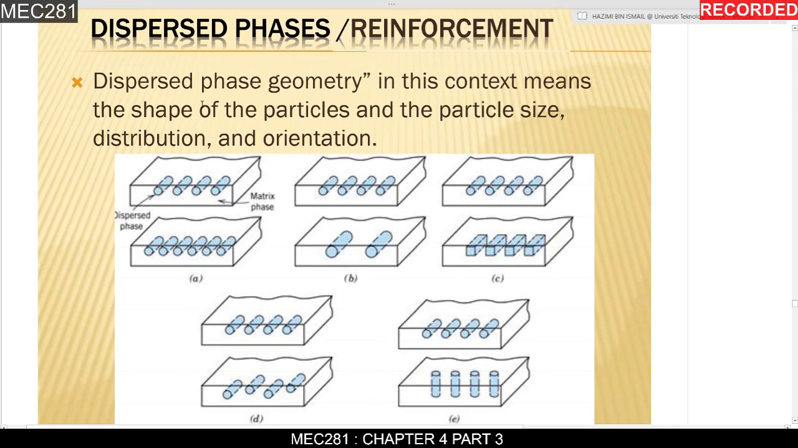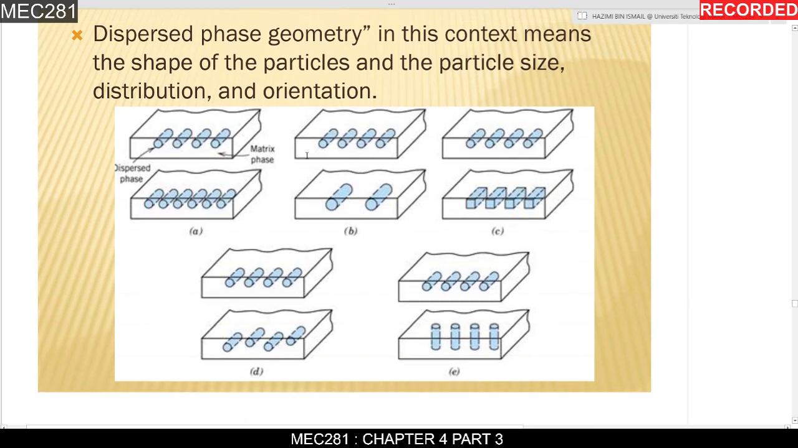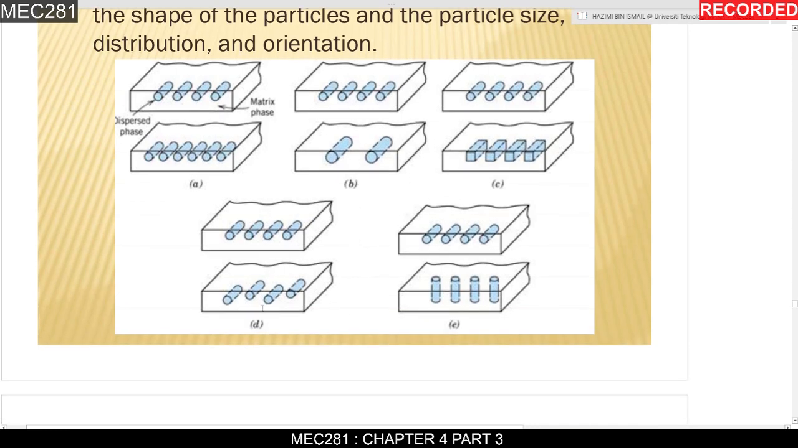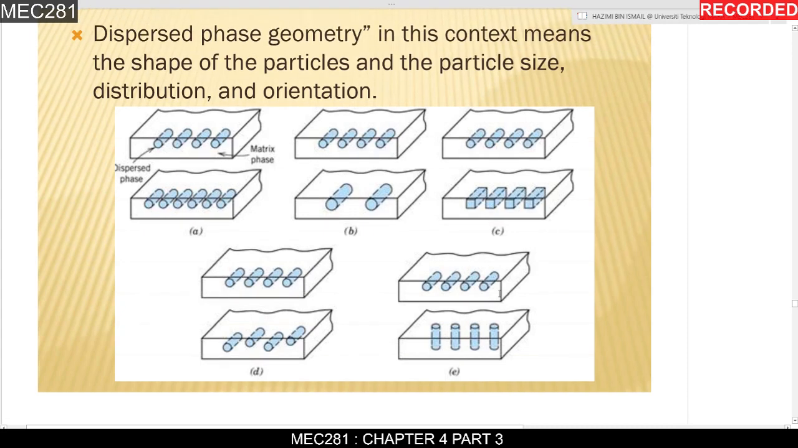Okay, dispersed phase geometry in this context means the shape of the particles and the particle size, distribution and orientation. Okay, tengok ni dispersed phase, ni matrix. Matrix ni yang sebesar-besar ni lah, yang protect dia, barrier dia. Okay, ni kalau banyak fiber, lagi kecil fiber, ni fiber dalam bentuk petak. So ni orientation dia berbeza. So fiber boleh duduk dalam bentuk orientation yang berbeza-beza lah. Okay.